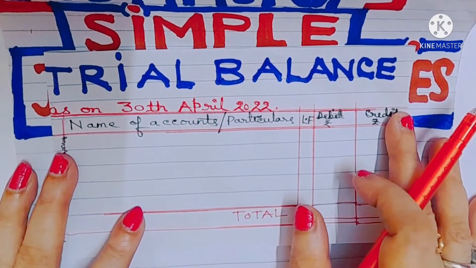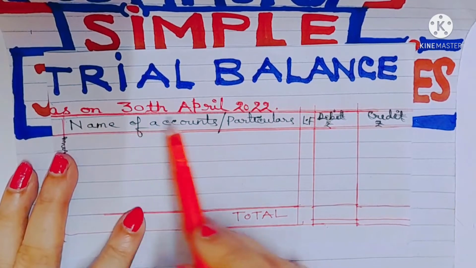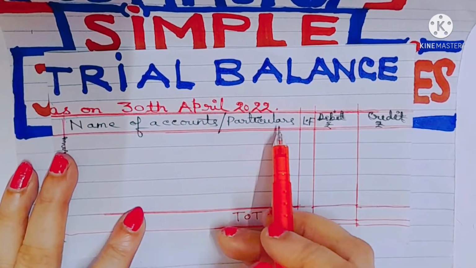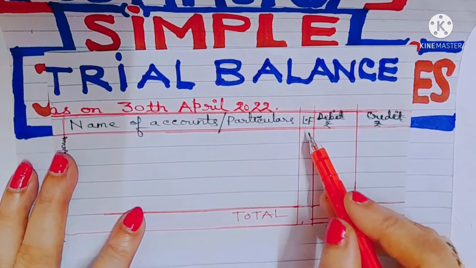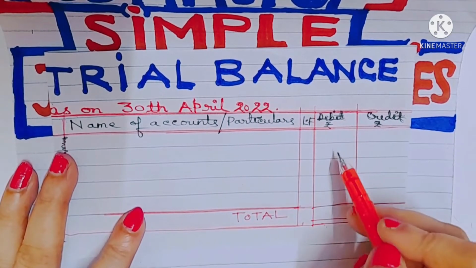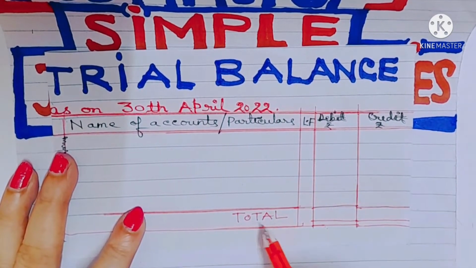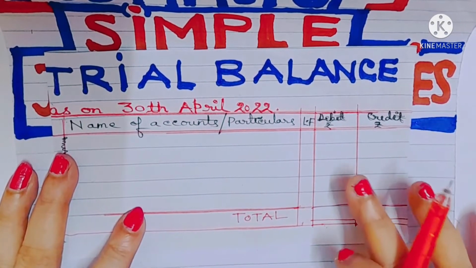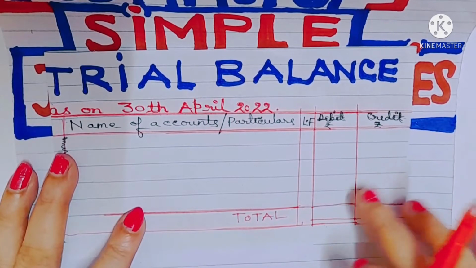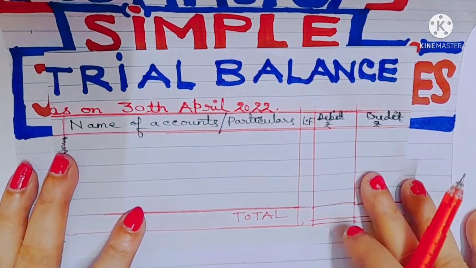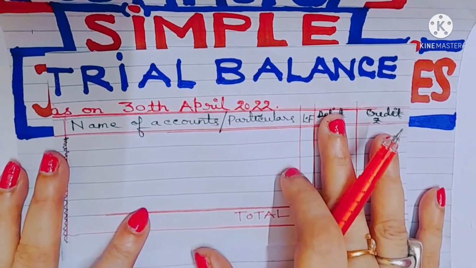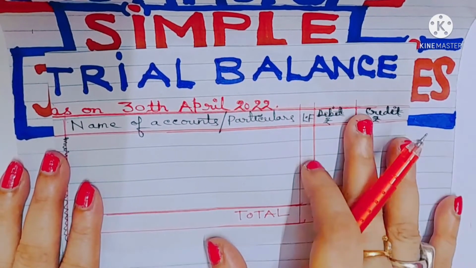side. So, trial balance as on 30th April 2022, name of accounts or particulars, anyone you can write. Ledger folio LF, this is the debit column and this is the credit column, and the total. And a trial balance should always tally. Debit column should be equal to credit column. Understood? Now let's see, this is the format of a trial balance. Now let's see the first account.